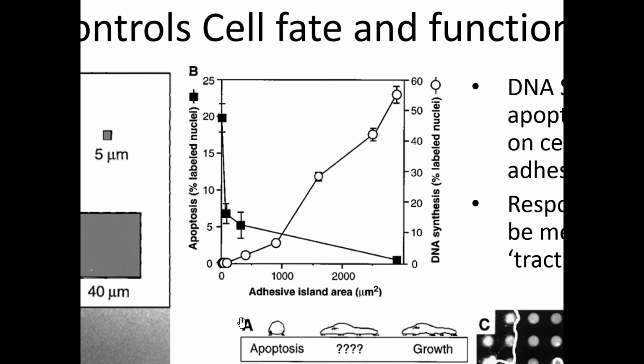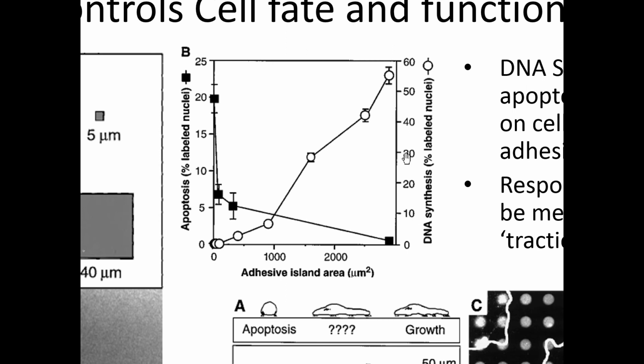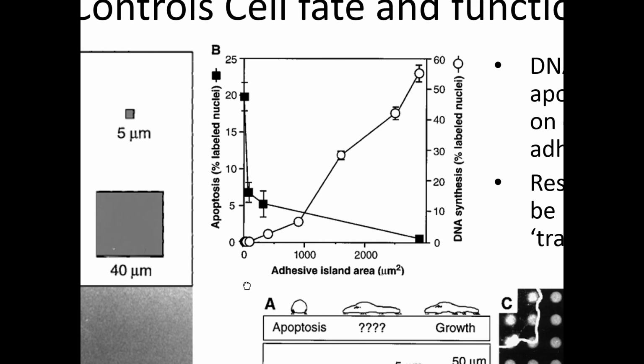The larger the size of the island, the more DNA synthesis you get, and the less apoptosis you get. The way they measured apoptosis is by labeling the nuclei. You could do something called a live dead assay. It's a well-known assay that will cause the cell to fluoresce a certain color if it's alive, and a different color if it's dead. There are many ways to look at whether a cell is alive or dead.